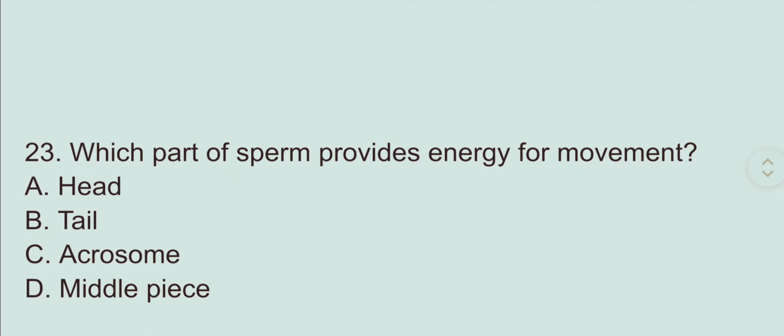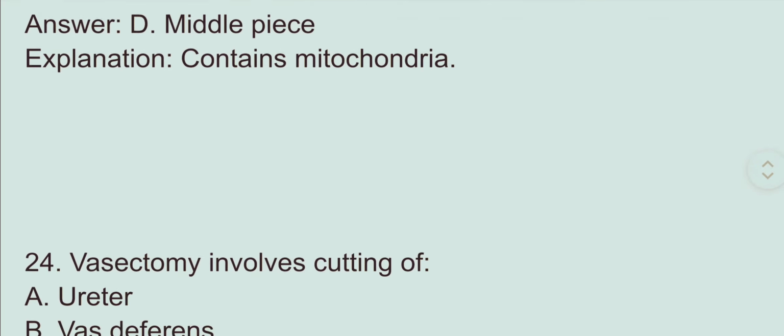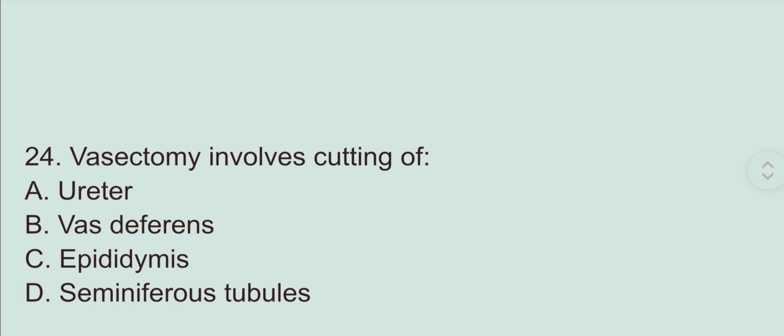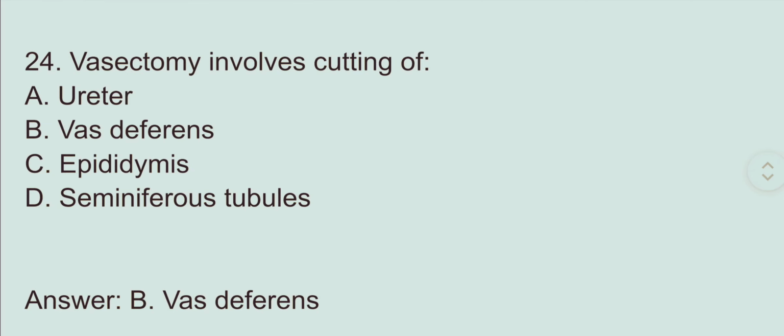Question number 23. Which part of the sperm provides energy for movement? The correct option is option D, middle piece, which contains mitochondria that provide energy for movement. Question number 24. Vasectomy involves cutting off. The correct option is option B, vas deferens.